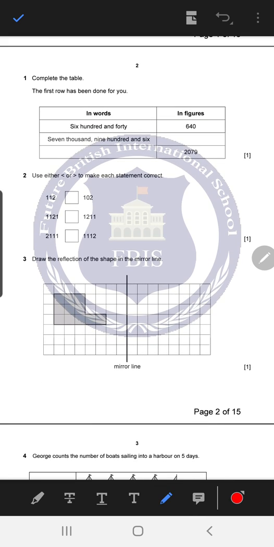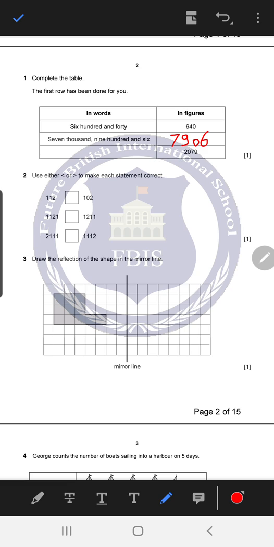The first question is complete the table. The first row has been done for you. 640, it's written 640 written in figures, 7,906. 7,906. There is no tens, so we would put 0 and 6.